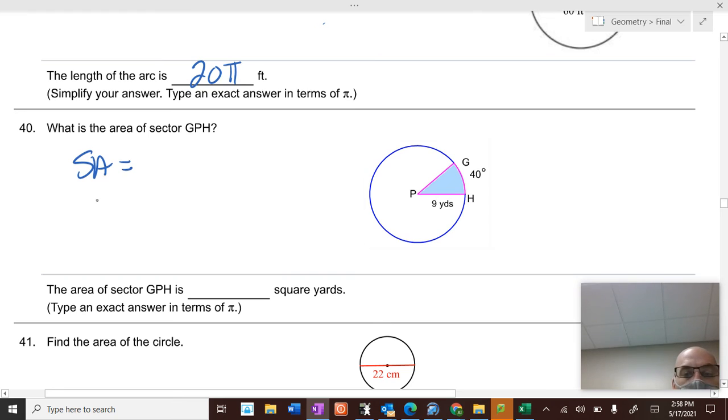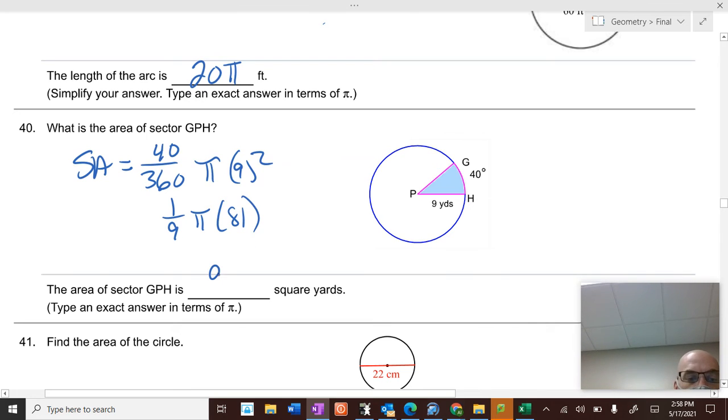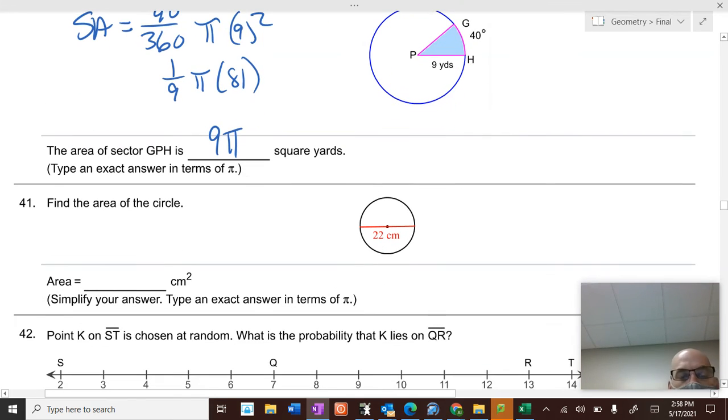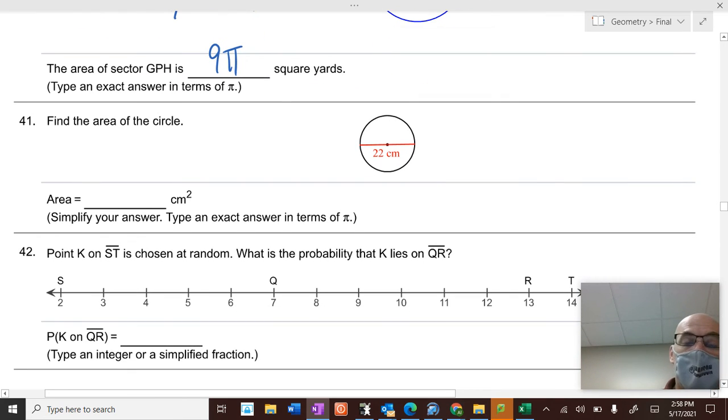Sector area is the central angle divided by 360 times pi r squared. So this is 1/9 times pi times 81, which is 9 pi. All right, 22 centimeters is the diameter. We need the radius. So it's pi r squared. Radius is 11. So 11 squared is 121. So it's 121 pi.